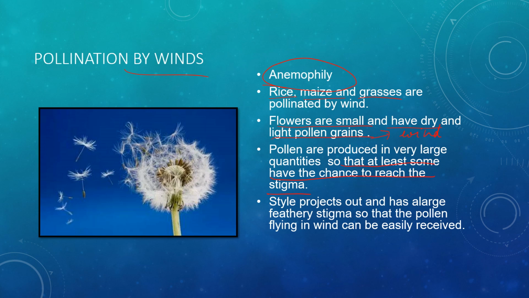The style projects out and has a large feathery stigma, so that the pollen flying in wind can be easily received. Is it clear? The pollen is flying in the wind. It is a wind pollinated flower. So the style is always large, projecting out, and it has a feathery stigma to receive the pollens which are flying in the wind.